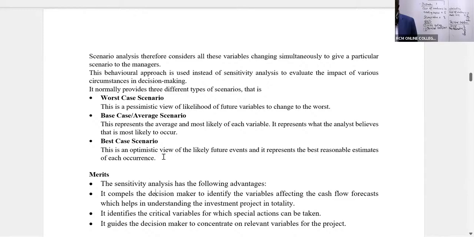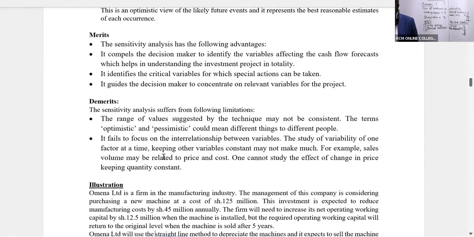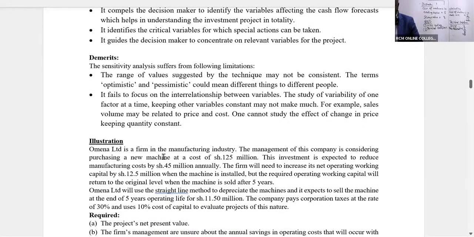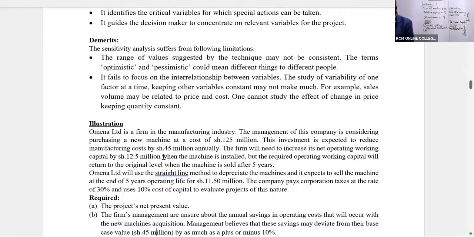Assuming that everybody now has gotten the merits, I'll read them later. I want us to go to the illustration down there. But the sister hasn't yet gotten this question. So I'll read it slowly. Illustration: Omena Limited.